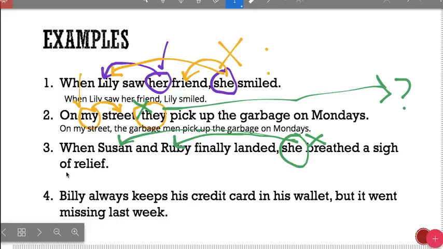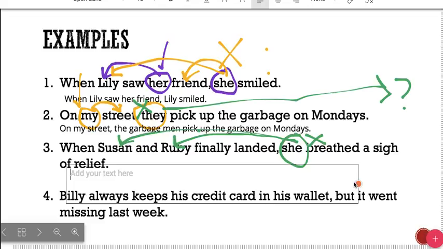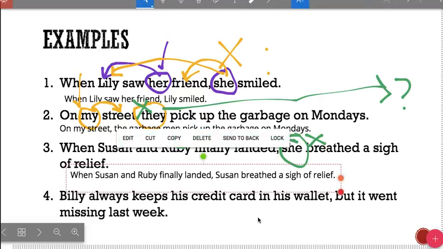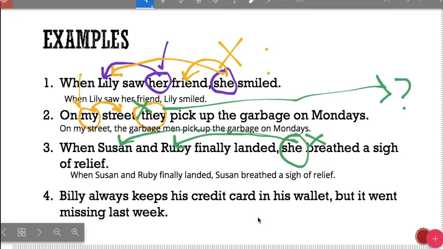So we need to rewrite this sentence to remove this vague pronoun so it makes sense. So we can say, when Susan and Ruby finally landed, Susan breathed a sigh of relief. And again, we've eliminated the issue by taking out the pronoun completely. We could have also rewritten the sentence to make it less vague. So we could say, Susan breathed a sigh of relief when she and Ruby finally landed. So I could have rewritten that whole sentence so it makes more sense. We don't have a vague pronoun.